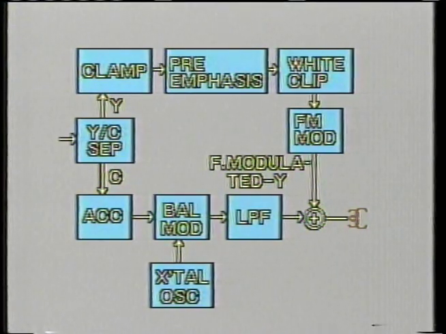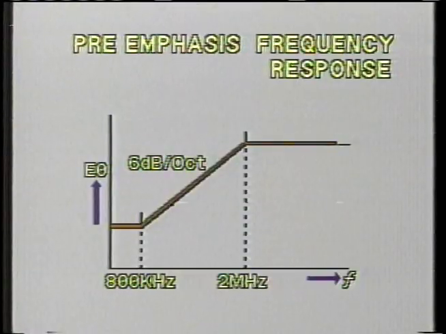The pre-emphasis circuit. Recovering a frequency modulated wave can adversely affect the signal-to-noise ratio in the high band. To prevent this, the range from 800 kHz to 2 MHz is emphasized by 6 dB per octave.